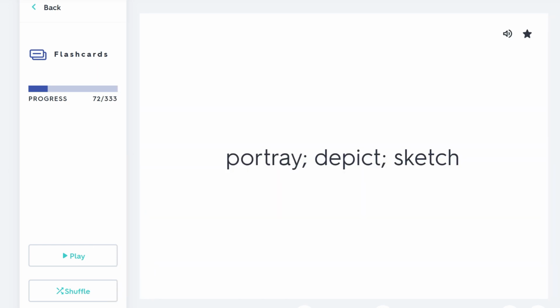Delineate. To portray, depict, sketch. She delineated her plan on the blackboard. Also can mean to separate off and distinguish. She delineated the differences between her plan and her neighbour's plan. Or the state wanted to delineate its borders more clearly, draw the lines more clearly. Delineate.